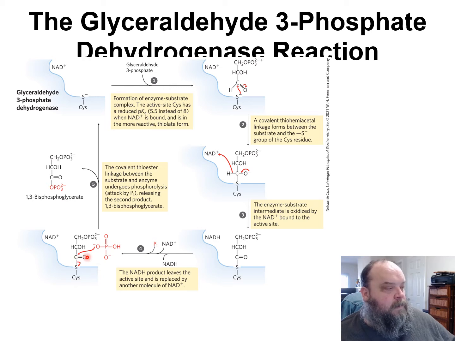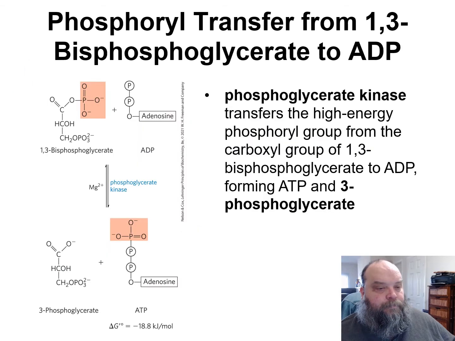This carbonyl group here, this oxygen is going to attack the carbon. We're going to see the electrons released here and shifted over to this incoming inorganic phosphate group. 1,3-bisphosphoglycerate is released, and hey, look here, G3P dehydrogenase is reset, NAD+ ready to be reduced, and the sulfur group is back to being S-. Everybody's happy.